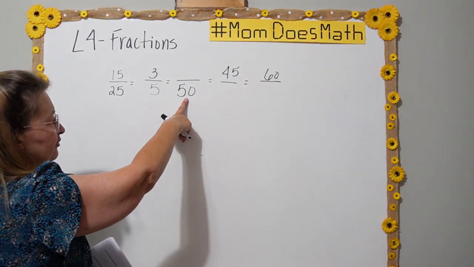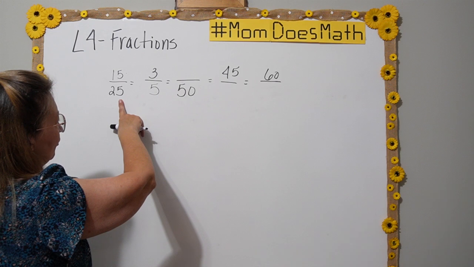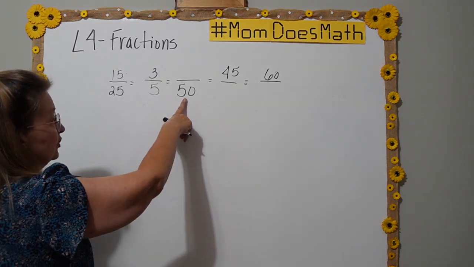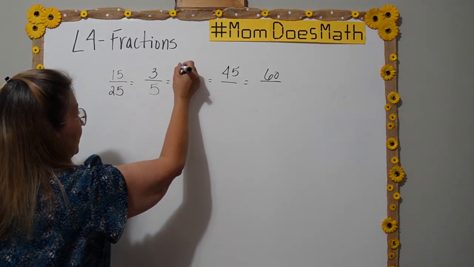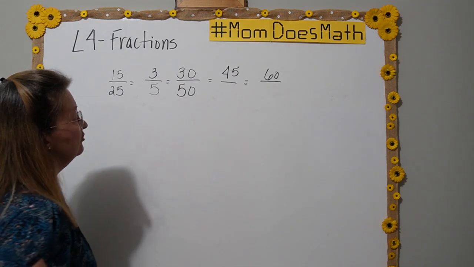I have a new denominator of 50. What did I multiply my old denominator by? Times 2. So I have to multiply the top times 2, and that gives me 30.